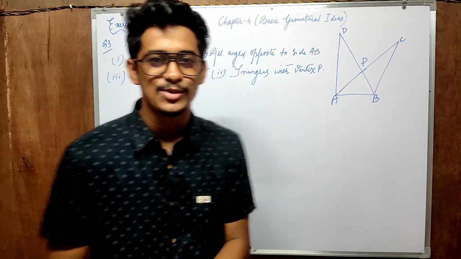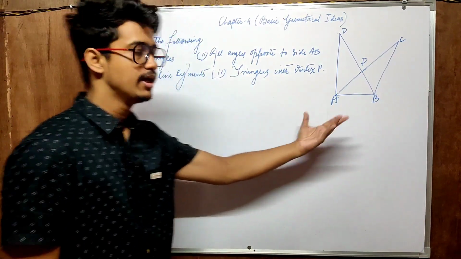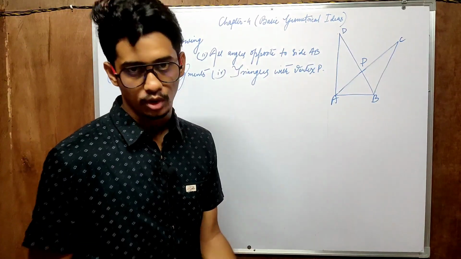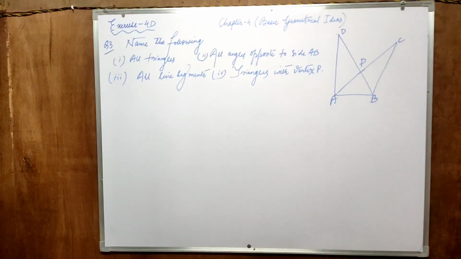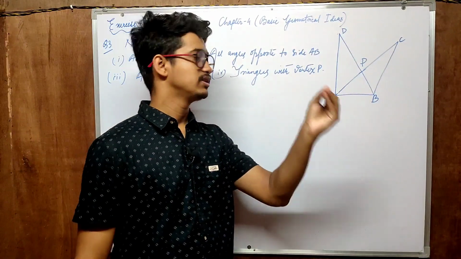Alright, so let's just jump straight into question number 3, the last question of today's video. Name the following: all triangles, and the figure is given. This is the figure, and the first question is all triangles. How many triangles are there in total? We have to write it down. After that, all angles opposite to side AB and all line segments and triangles with vertex P.